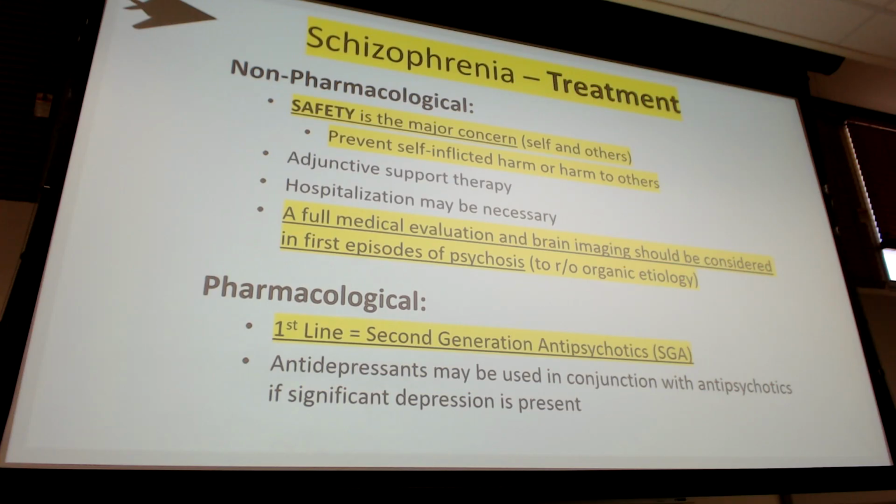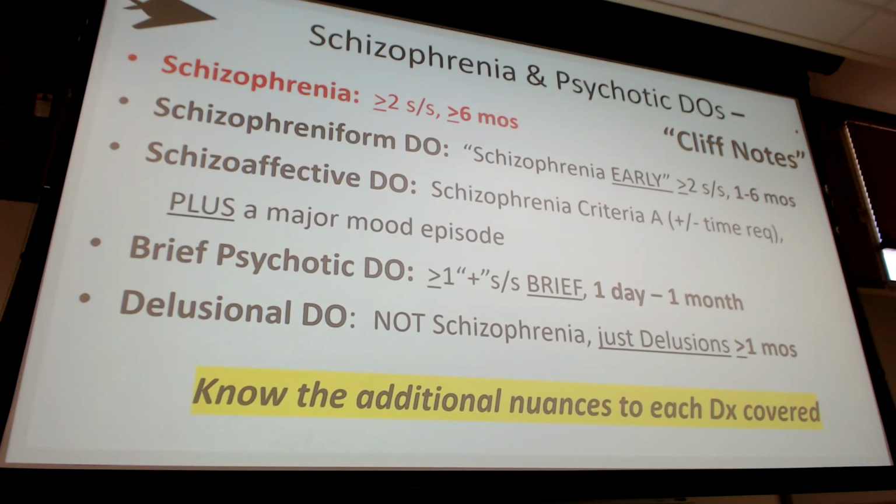Here's what you do. Good safety is number one. Brain imaging, first presentation. Second gen antipsychotic. You go to first. Good job. There's our cheat sheet. Cliff notes for schizophrenia and psychosis disorders, psychotic disorders.